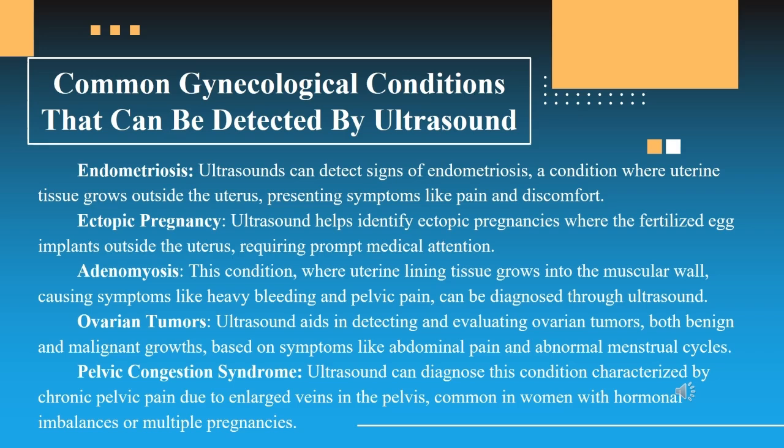Ovarian tumors, such as both benign and malignant growths, can cause symptoms like abdominal pain and abnormal menstrual cycles. And pelvic congestion syndrome can be diagnosed by ultrasound with characteristics such as chronic pelvic pain due to enlarged veins in the pelvis, common in women with hormonal imbalances or multiple pregnancies.